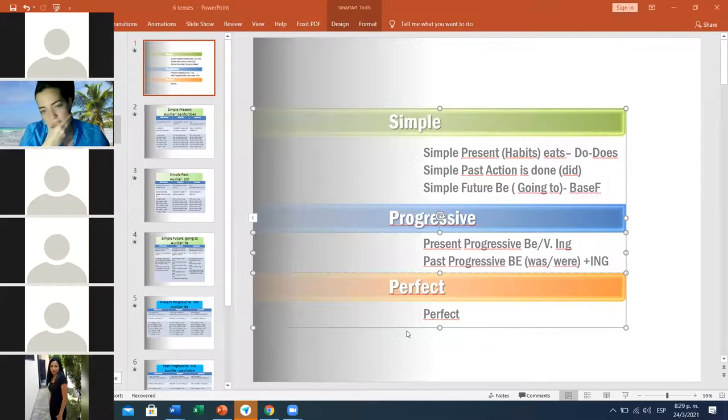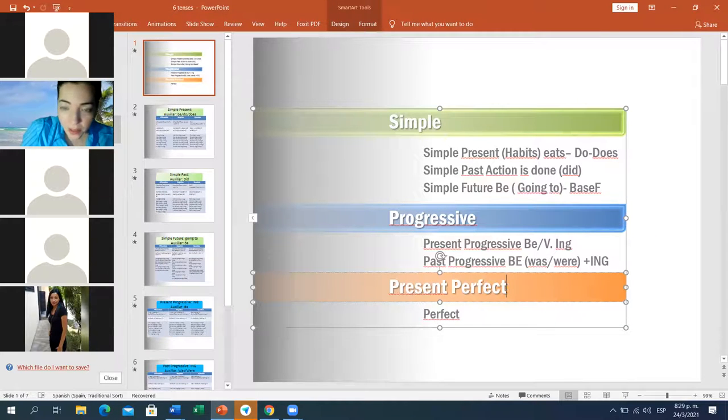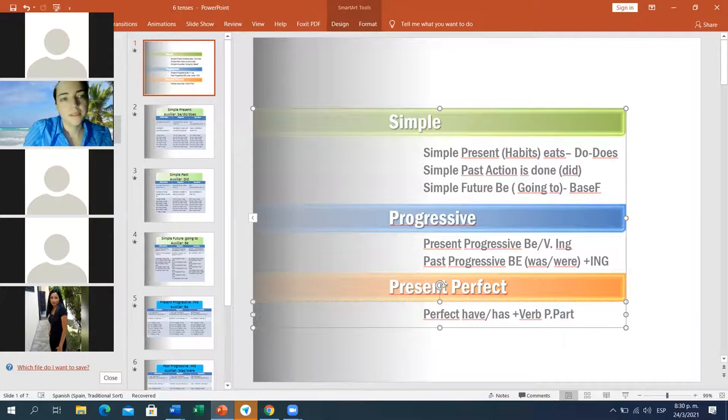Perfect. And the present perfect. Que de presente no tiene nada, ni el pasado menos. Lo odio. Okay. ¿Por qué? Porque utilizamos el past participle. Okay. We use here. What do we use? We use the have or has plus past participle. Okay. I have.